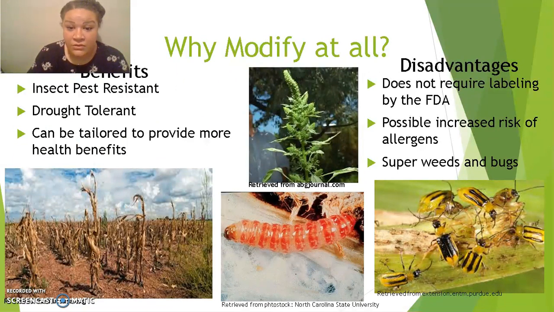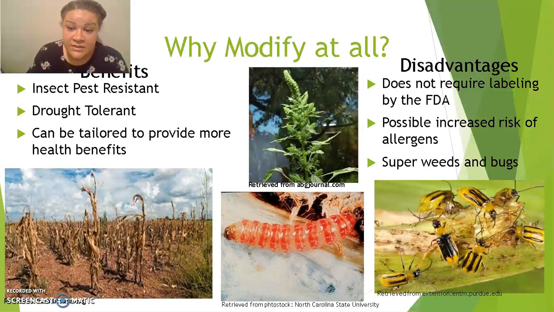Why modify it at all? There are major benefits to GMOs. They are more pest resistant, more weed killer resistant, they require less water, they require less attention, and they use less energy in the growing process. They can be tailored to provide more health benefits, and they require less soil and less room to grow.